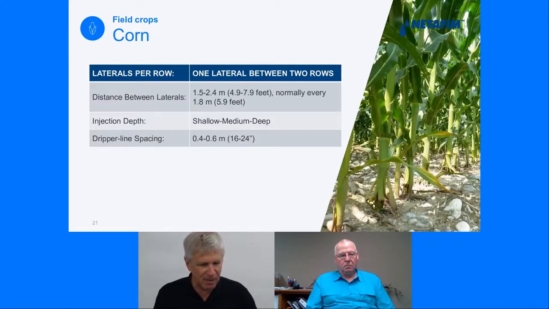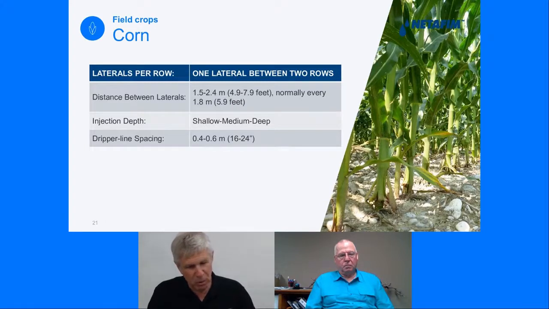The next candidate will be corn. More or less the same idea as the sugarcane. We're speaking about one lateral between 2 rows. Distance between laterals 1.8 meters. Injection can be shallow, something like a few centimeters only to cover the lateral. Medium, something like between 0.1 to 0.25 meters.